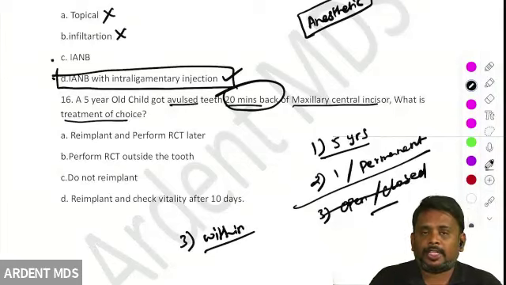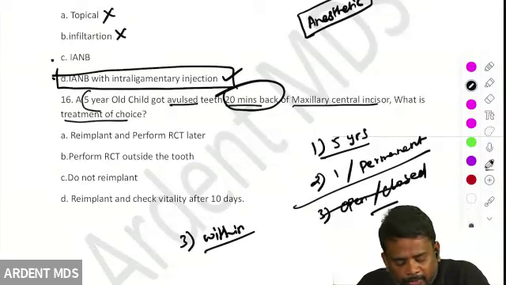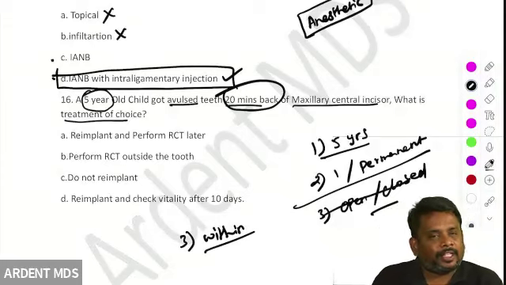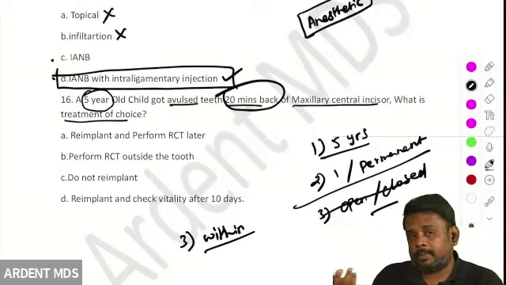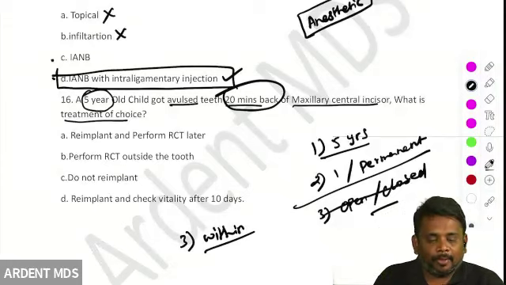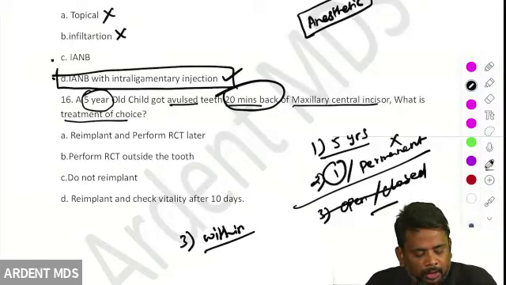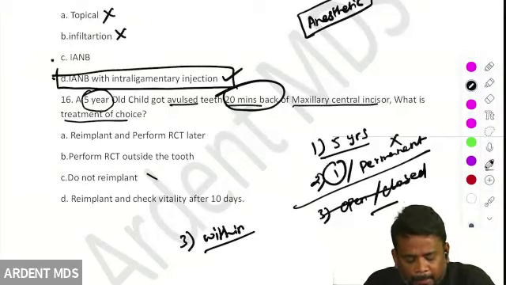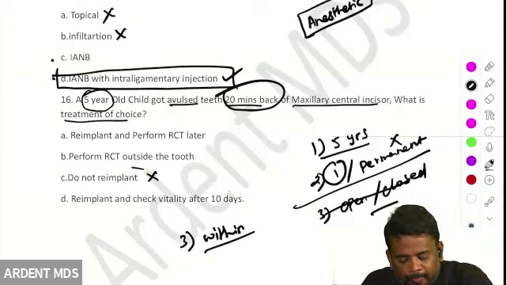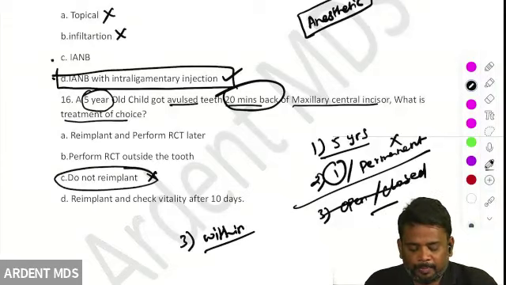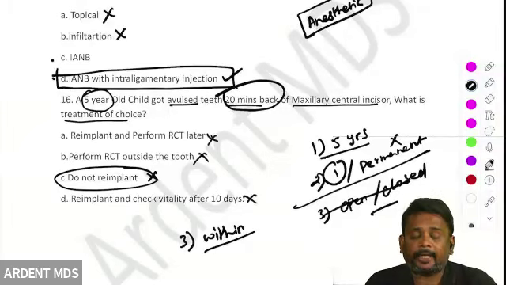But this question is asking about a 5-year-old child. In a 5-year-old child, would the maxillary central incisor be an erupted permanent tooth? No. So they're talking about a primary tooth. Since they're talking about a primary tooth, usually we do not reimplant. So the answer is C, students. Whether you have to go for a reimplant and perform RCT later, all these are related to permanent teeth. Obviously, since it is a primary tooth, you won't go for the reimplant.